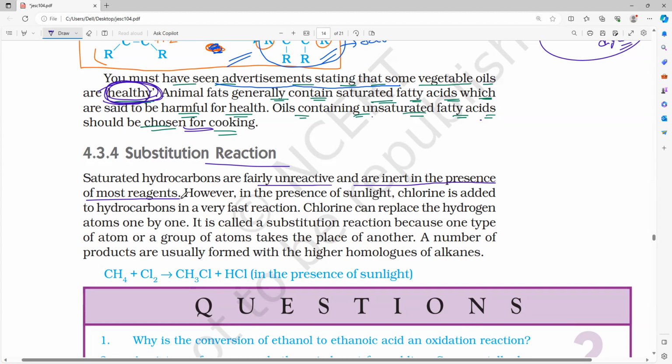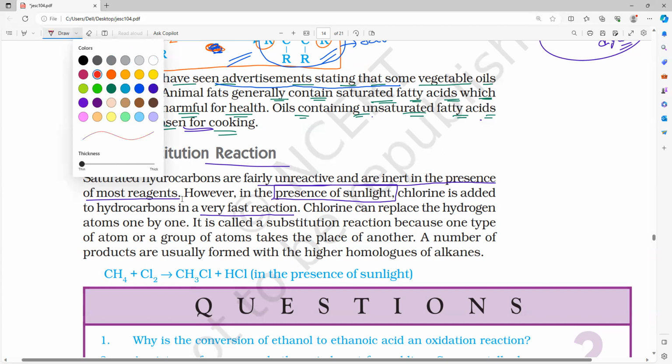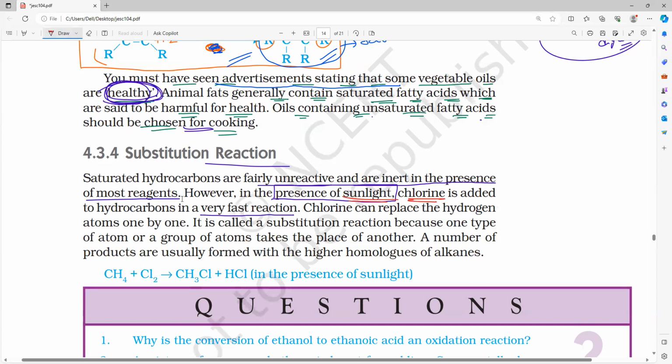That is why saturated hydrocarbons do not react with many substances, but they will undergo substitution reaction with chlorine in the presence of, very, very important, what? Sunlight. Clear? That reaction is very fast. Basically, saturated hydrocarbons are very unreactive and never react with most elements, but in sunlight the reaction with chlorine is very fast, and chlorine can replace the hydrogen atoms one by one.